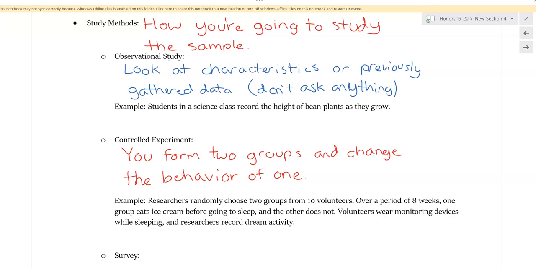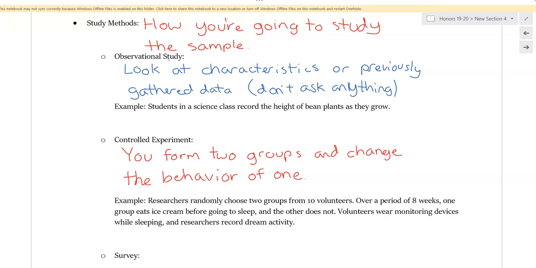So our example here is researchers randomly choose two groups from 10 volunteers. Over a period of 8 weeks, one group eats ice cream before going to sleep and the other does not. Volunteers wear monitoring devices while sleeping and researchers record dream activity.